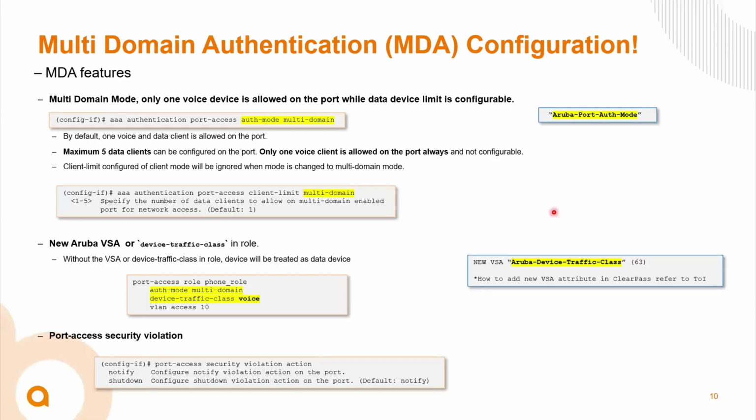Moving on to configuration. These are the configurations. This is on the device. You're going to do a configuration on the interface level, especially on your access interface level. And this is on your ClearPass. These are the client limit configurations; by default, as you see, for the data as well as for voice, it is default 1. In case you are trying to configure it on a role, this is how you are going to configure it on a role.